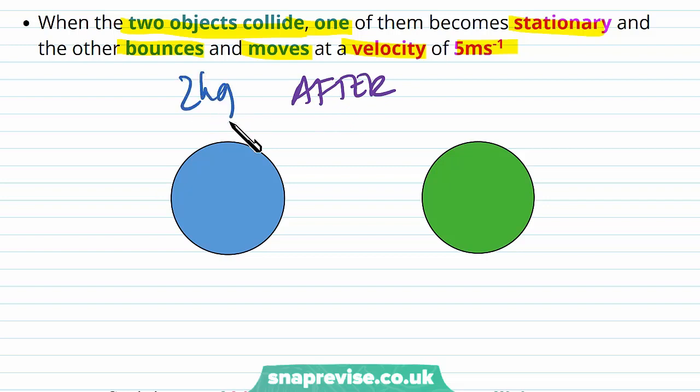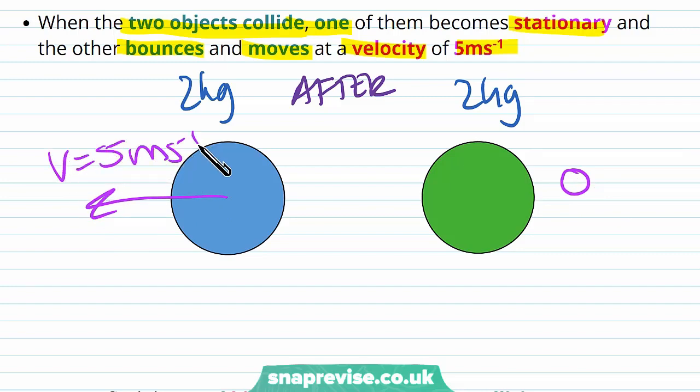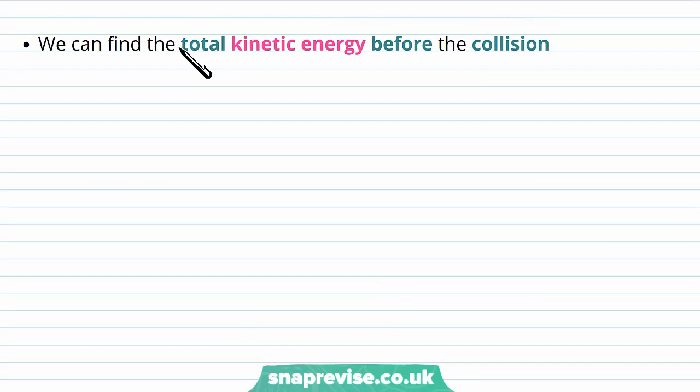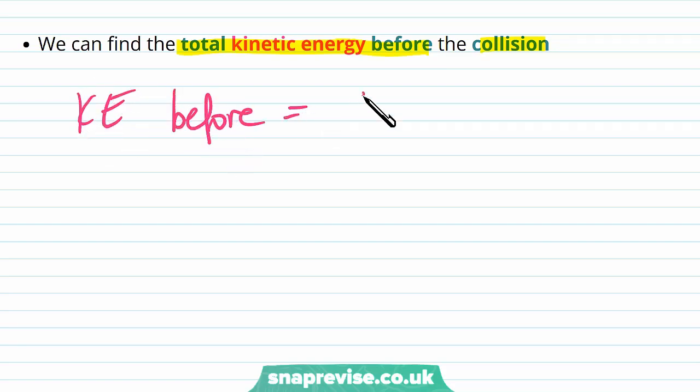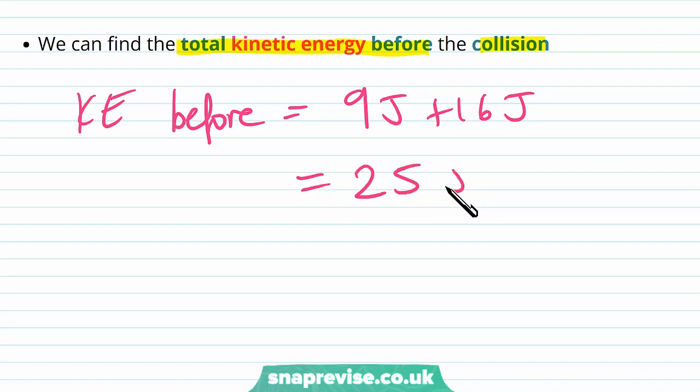So now we can look at what happens after. The masses of the two balls don't change, they're still 2 kilograms. However, one of them is now stationary, so it has 0 velocity, whereas the other one moves off with a velocity of 5 meters per second. So we can find the total kinetic energy before the collision. We just add together our two kinetic energies. So KE before is equal to 9 joules plus 16 joules. Those are the two kinetic energies of the balls before the collision. So we have a total kinetic energy before of 25 joules.